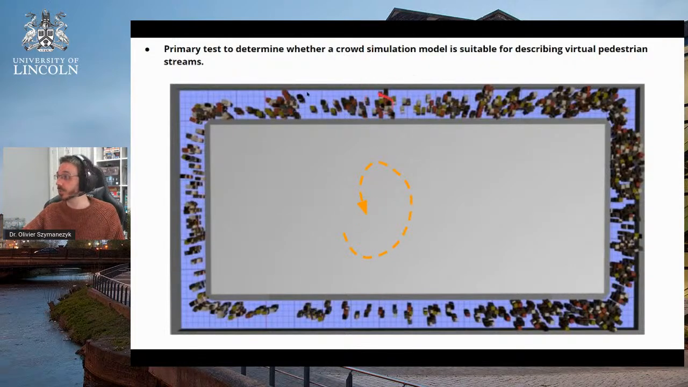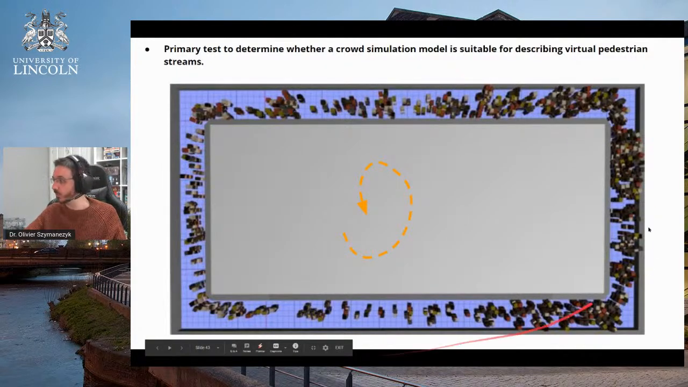So the idea is we create a scenario, a hallway scenario that goes in circles. And we just create individuals that enter that circle and then they walk around in circles and circles and circles. And then we take an area where we measure the velocity and where we measure the density. And we run that experiment a handful of times.